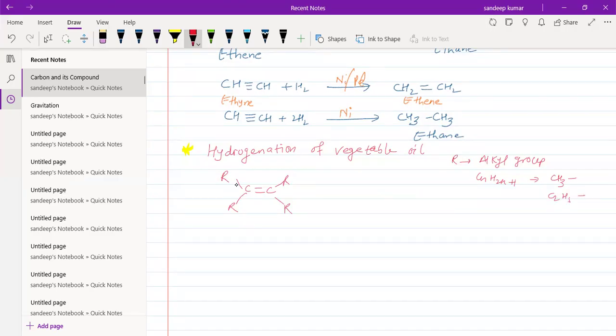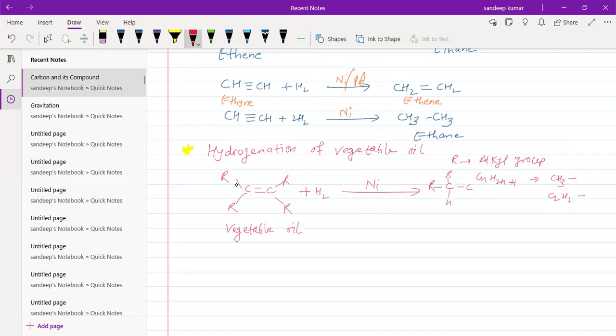So here R is a large hydrocarbon. This is the formula for vegetable oil. Whenever it reacts with hydrogen in the presence of catalyst nickel, what happens? One hydrogen comes here and one hydrogen reacts here, right? And the double bond will break and convert into a single bond. So we can write R, R. The hydrogen comes again.